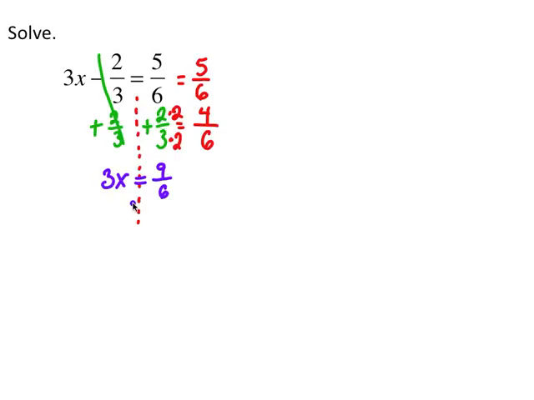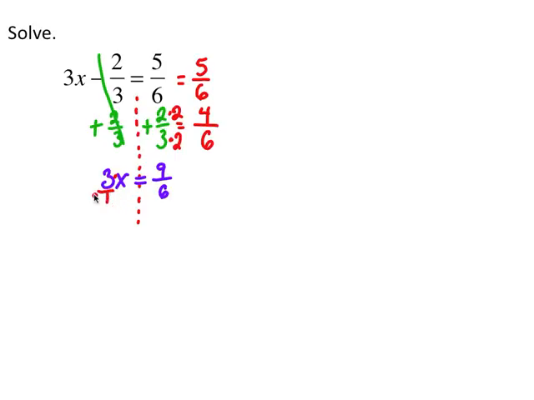And you could reduce that now, or we could just keep working and see what happens as we go. So what we have now is 3 times x. Remember, whenever you see a number right next to a letter, that means multiply. And that equals 9/6. Since this is still a fraction, I'm going to do the same process we would normally do if the 3 was a fraction. So if that was a fraction in front of the variable, we would need to multiply by the reciprocal of 3. We're going to do that here also.